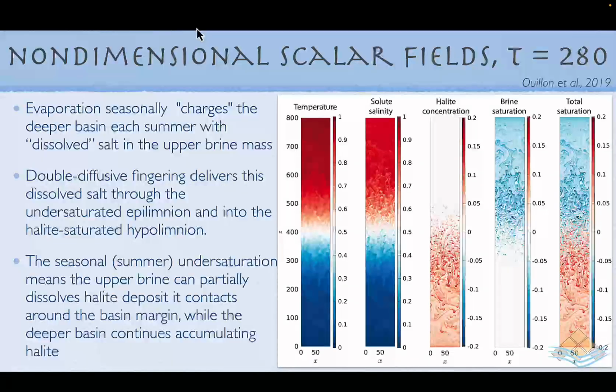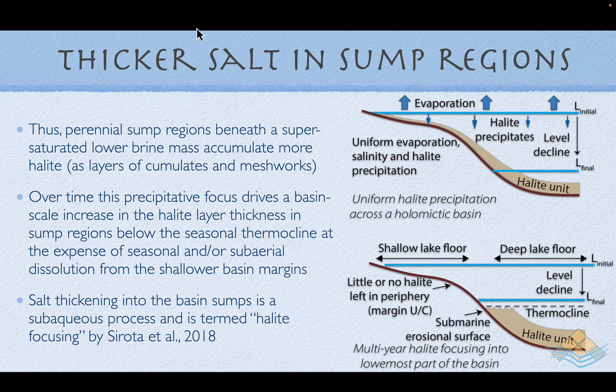This evaporation will seasonally charge the deeper basin each summer with a finer crystalline phase of halite precipitating at that metallimnion interface and sinking through the hyperlimnion, delivering dissolved salt from the undersaturated epilimnion into the halite-saturated hyperlimnion. Each summer, this seasonal undersaturation caused by increasing temperatures above the metallimnion means the upper brine can partially dissolve any halite deposit that it comes into contact with around the edge of the basin, while the deeper basin continues to accumulate halite. This drives a process called halite focusing, described by Sirota and others in a paper in 2018.